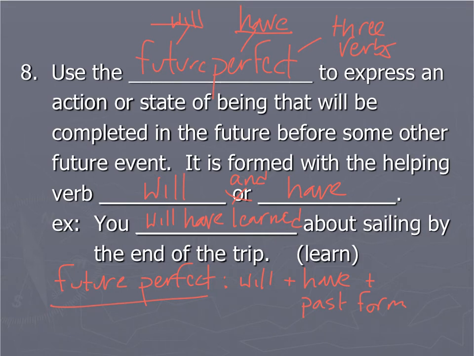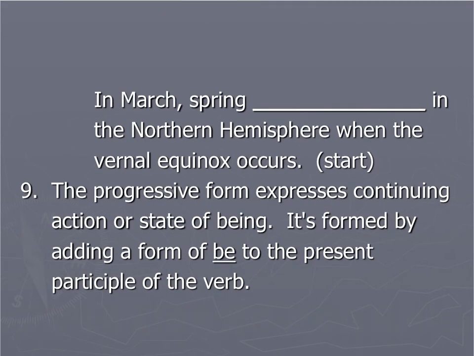Now, another type of tense we have. All right. Oops, I forgot one other. So we need start in the future perfect. So it's future perfect. We're going to say will have. And we're going to say started. Okay. Will start in the northern hemisphere when the vernal equinox occurs.